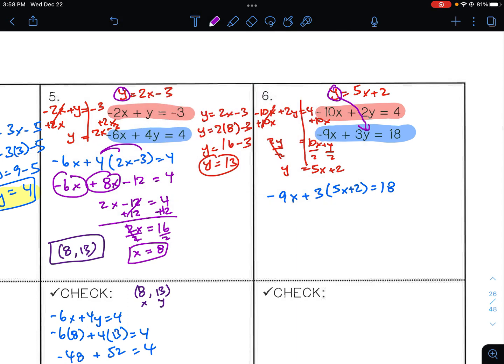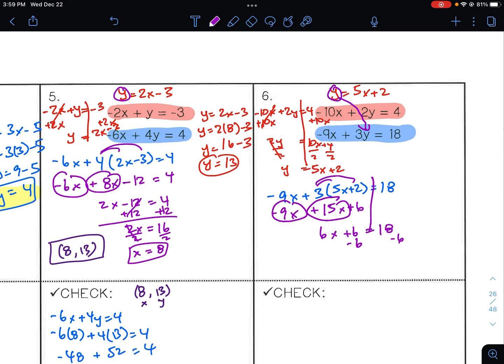Let's do some work. Simplify this. That is positive 15x, because positive 3 times 5 is 15, and positive 3 times positive 2 is positive 6. Bring down the negative 9x. Negative 9x plus 15x, like terms, is 6x plus 6, and that's going to equal 18.